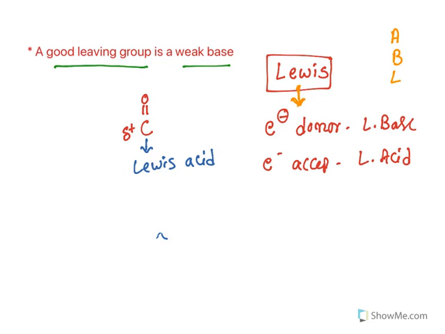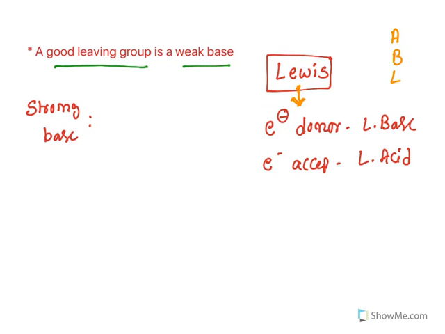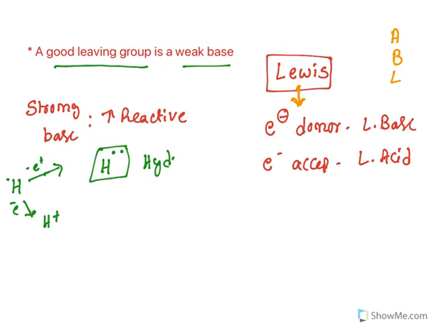In order to understand that, you need to understand the concept of strong base and weak base. What is considered a strong base? A strong base is highly reactive, something which has electrons that are highly reactive. Take the case of hydride. Hydrogen has one electron. If it loses that electron, it becomes H+, that is a proton. If it acquires one electron, then it has two electrons, and this is called hydride. Hydride is a very good example of a strong base.